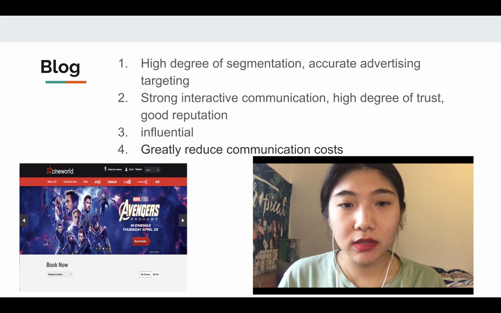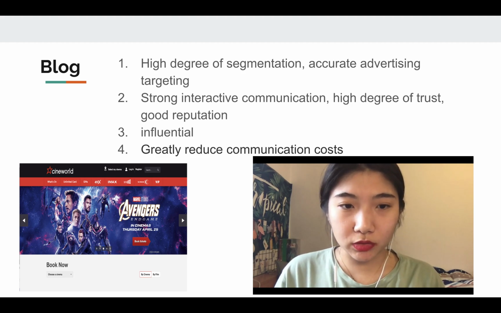The second one is strong interactive communication, high degree of trust, and good reputation. Blog articles are more popular with users because of their variety of topics and forms of innovation. Professional blogs that have a large number of users and valuable articles are usually easier to gain the attention of a large number of users quickly.